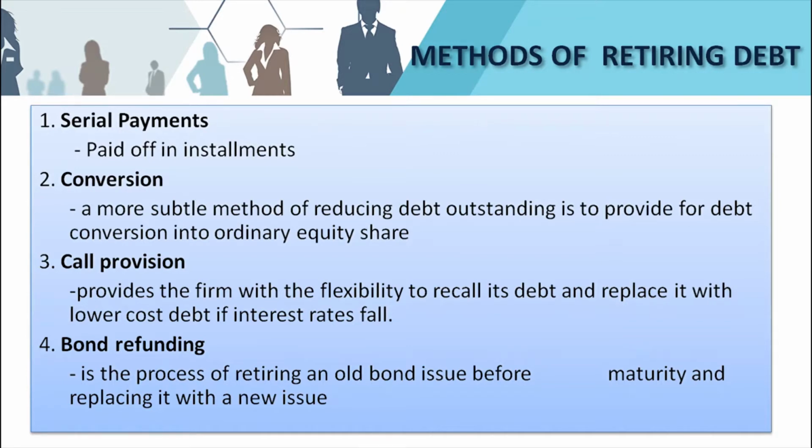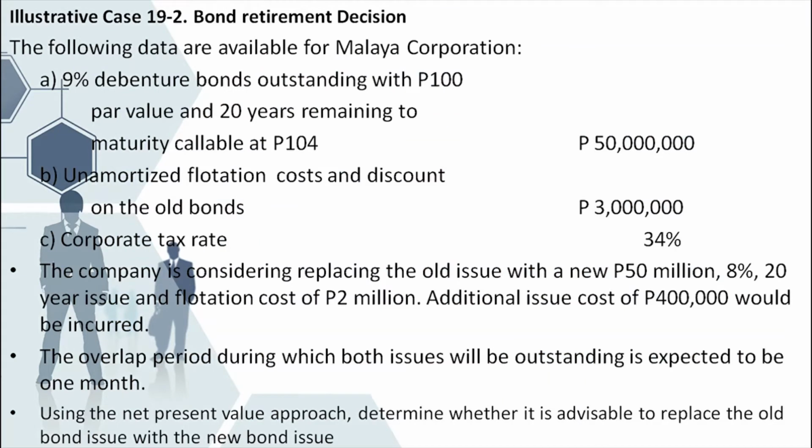So let us proceed with the illustrative case 19.2 Bond Retirement Decision. The following data are available for Malaya Corporation. A. 9% debenture bonds outstanding with 100 peso par value and 20 years remaining to maturity, callable at 104, amounting to 50 million pesos. B. An unamortized flotation cost and discount on the old bonds amounting to 3 million pesos. And C. Corporate tax rate 34%.